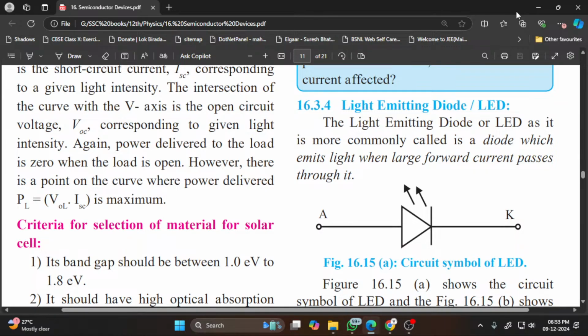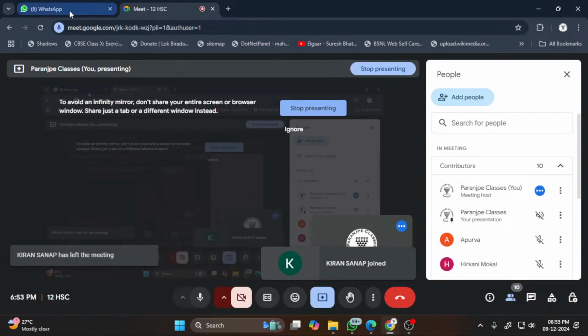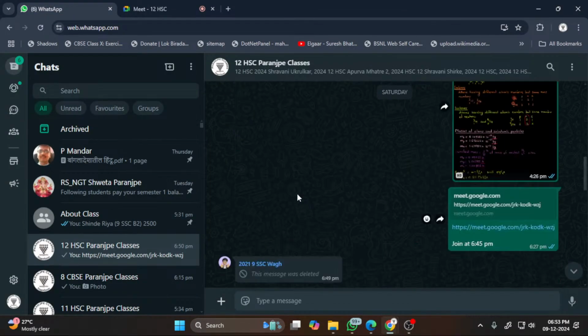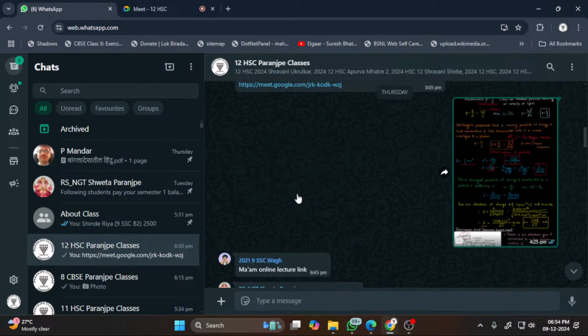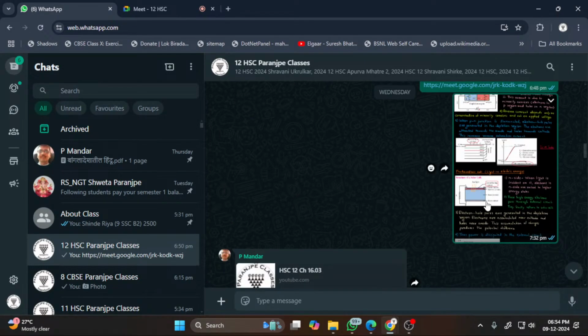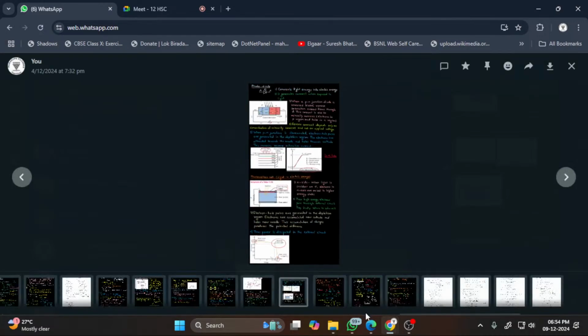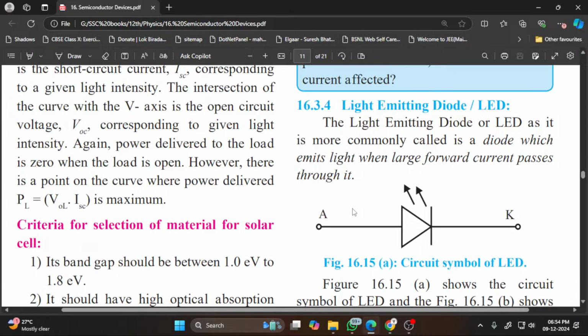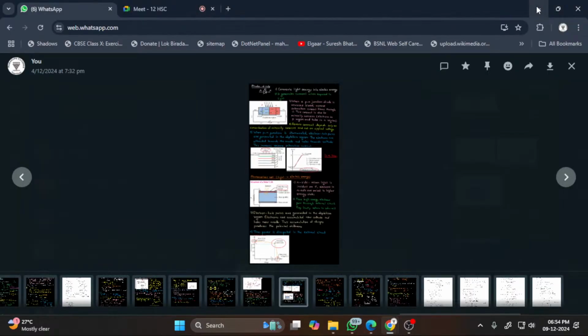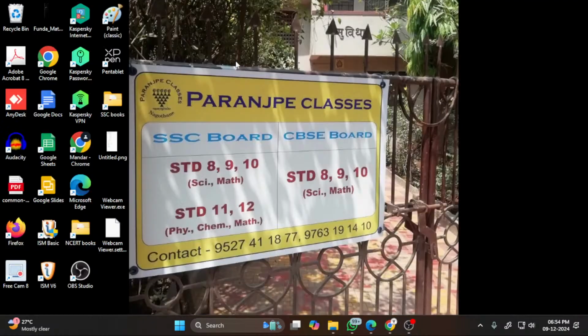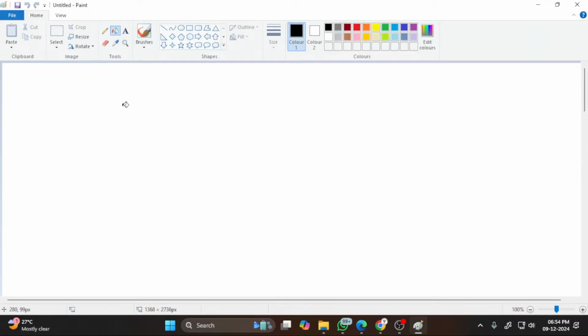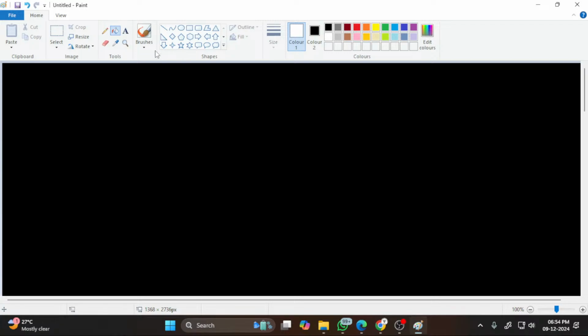In a photodiode, when light is incident on it, it starts conducting. Here, when it is conducting, it emits light. Correct. Just opposite. This is the symbol of LED. So we'll write about it. LED, light emitting diode. It is a diode which emits light when large forward current flows through it.